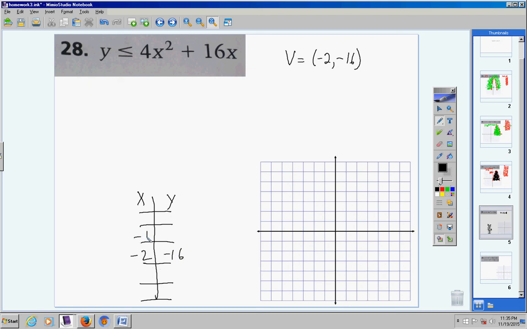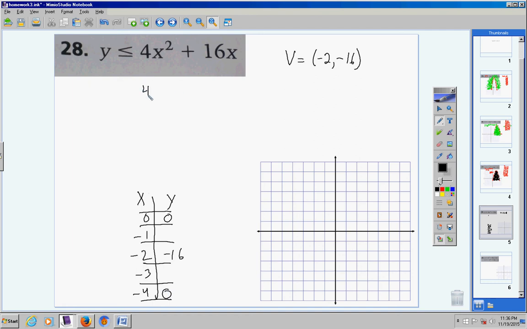Going up, negative 1, 0. Going down, negative 3, negative 4. Well, guys, you should be able to do 0 in your head. When you put 0 in, you get out 0. I mean, look, 0 squared is 0 times 4 is 0. 16 times 0 is 0. 0 plus 0 is 0. That's pretty simple.